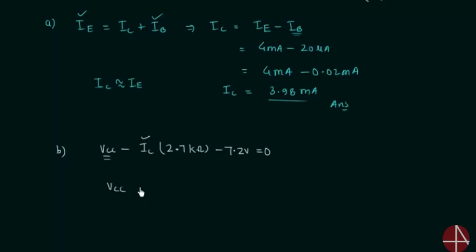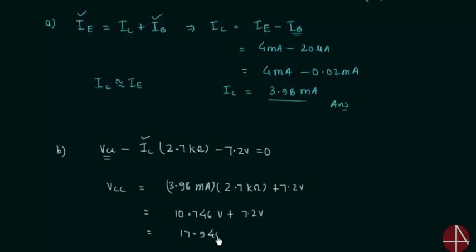So VCC is equal to 3.98 milliamps multiplied with 2.7 kilo ohms plus 7.2 volts. When you solve this, you will have 10.746 volts plus 7.2 volts, and finally we have 17.946 volts as the value of biasing potential VCC. So this is the answer of the B part.